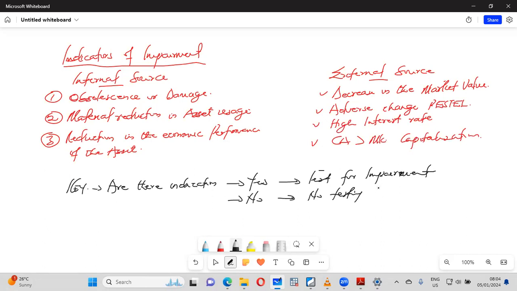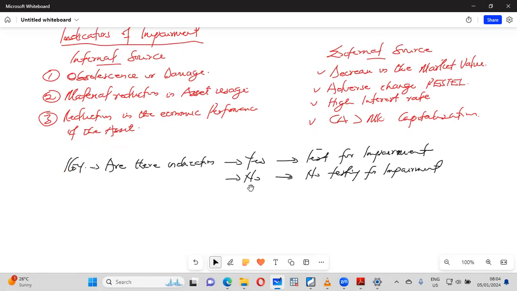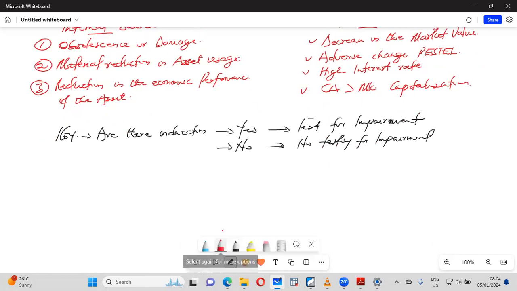However, there are three conditions where even if your answer is no, you have to still test for impairment. There are exceptions to this no, and these things are normally examined in your FR exams. So you have to take note. There are three conditions for that. Even if your indication is no, then still you have to test for impairment. So number one is goodwill acquired.